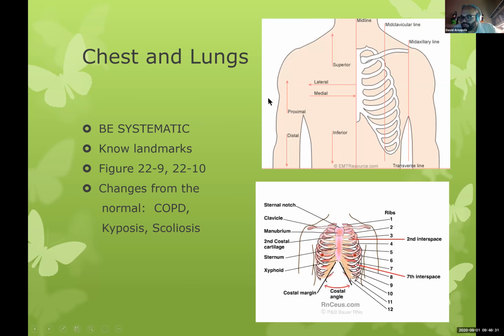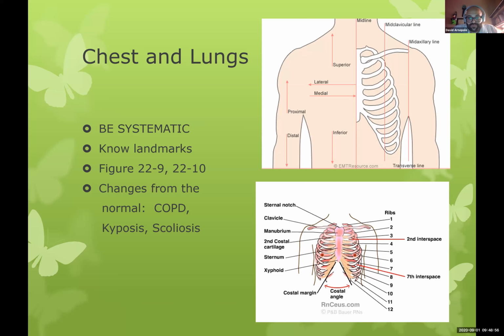All right, with your chest and lungs, be systematic. You can go in whatever order you want, but a lot of times for these systems, it helps a lot to just go with your normal order, okay? So know your landmarks. You can kind of see them. I put them on here, but you have your sternum. You have your mid-clavicular lines, which I put in here to make sure you understand what I mean by mid-clavicular line, which is on the top image.